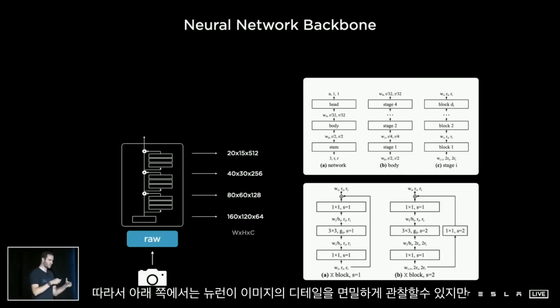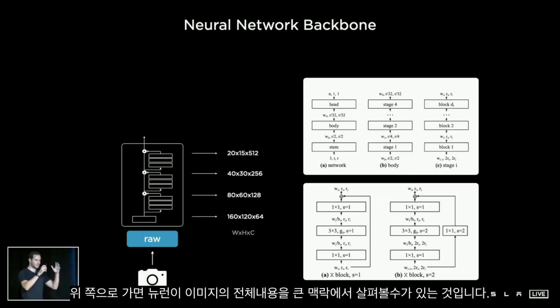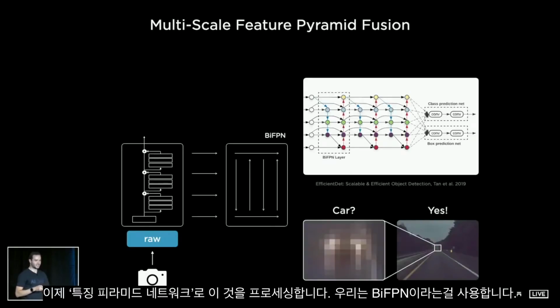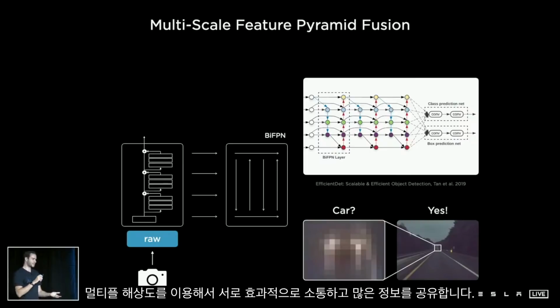So on the bottom, we have a lot of neurons that are really scrutinizing the detail of the image. And on the top, we have neurons that can see most of the image and have a lot of that scene context. We then like to process this with feature pyramid networks. In our case, we like to use BiFPNs, and they get multiple scales to talk to each other effectively and share a lot of information.